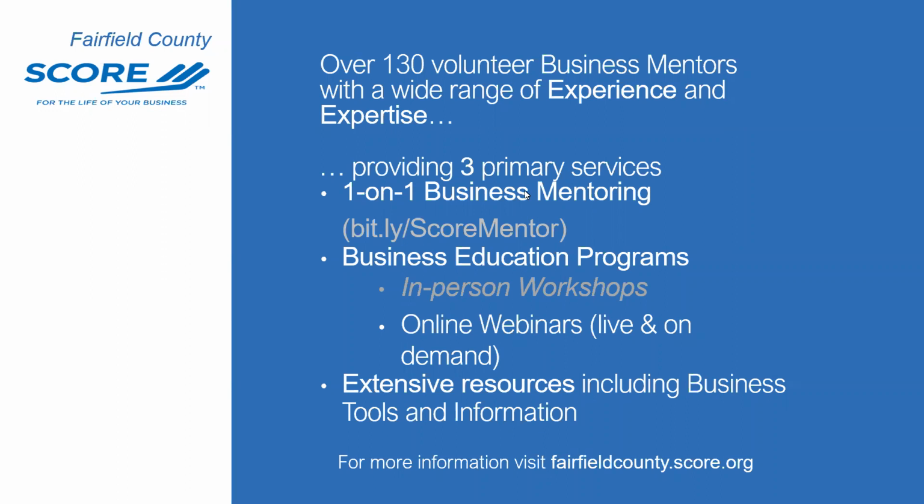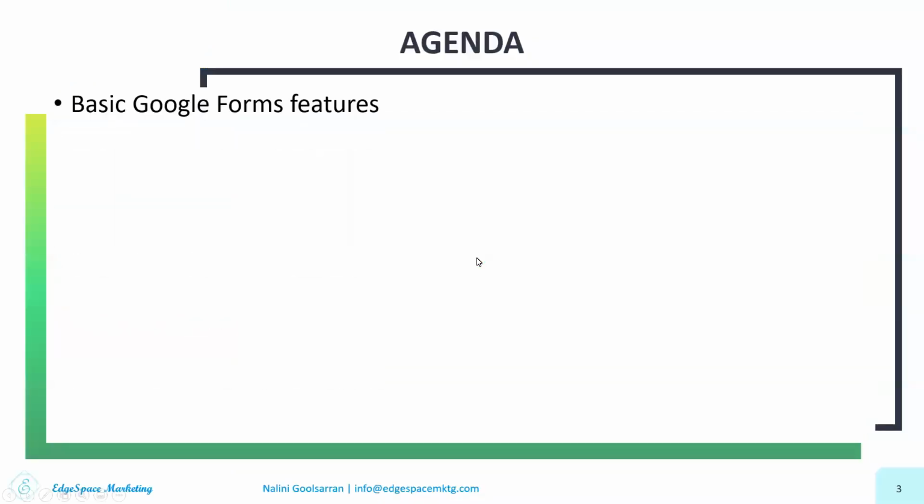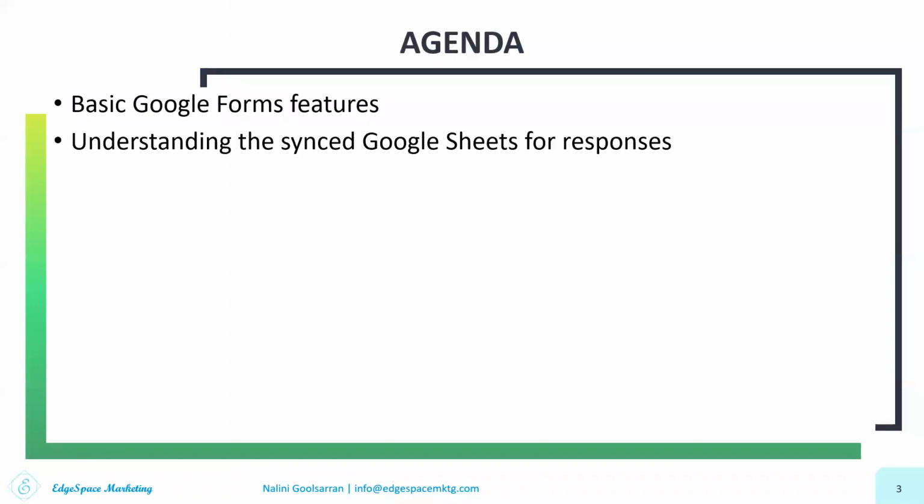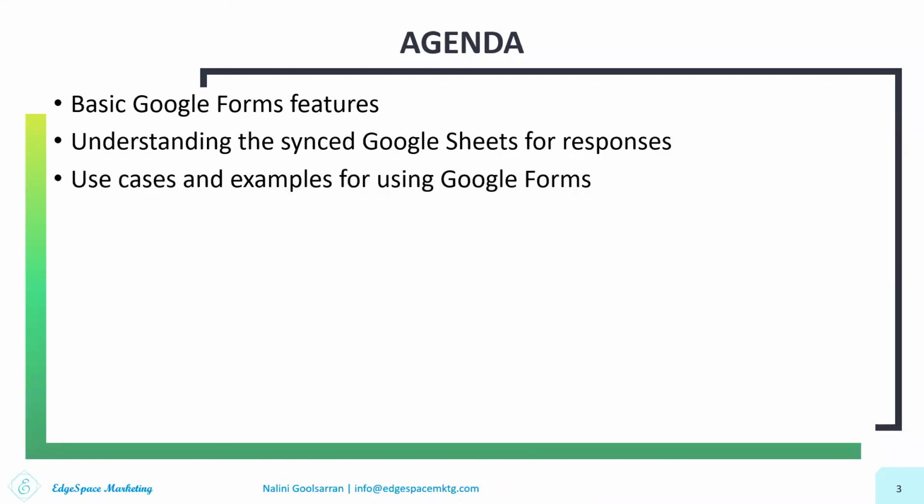So today, as we talked about, we're going to go over Google Forms and how Google Forms can work for your business. A couple of things we're going to cover today are your Google Form features, understanding how the synced Google Sheets work for the responses, use cases and examples for how you can use Google Forms, and a general overview of Zapier for automation.